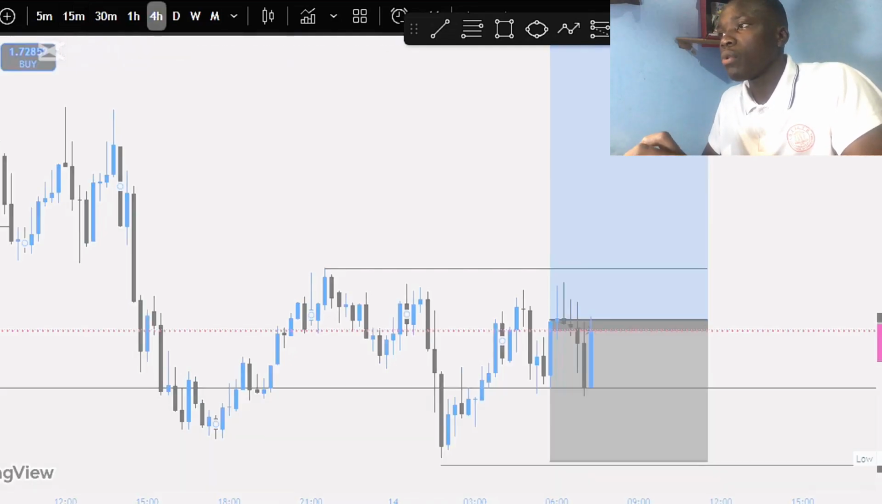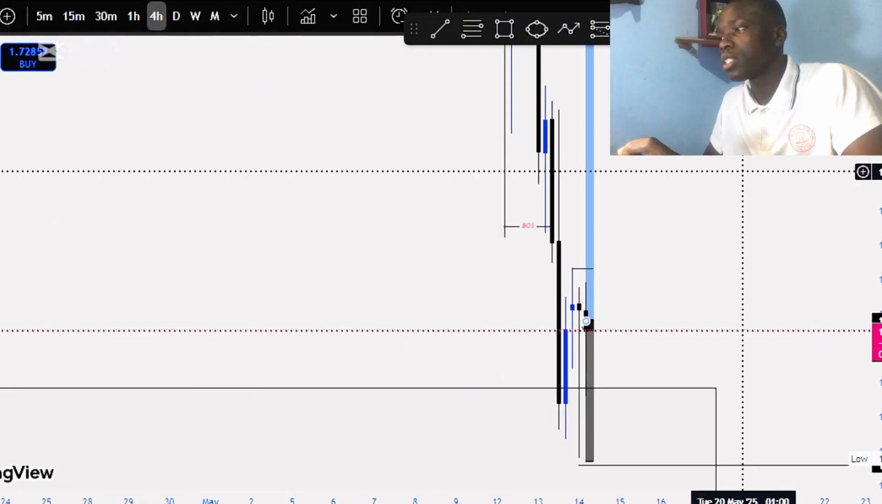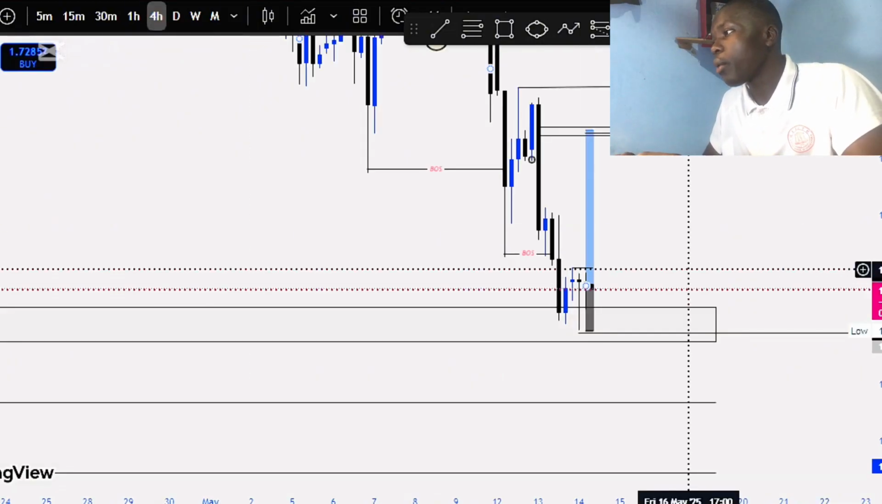We can start from the 4-hour time frame. Let's go to the 4-hour time frame and see what we have there, because we are bearish on the higher time frame. You might be asking, why are you going on a buy if we are bearish?